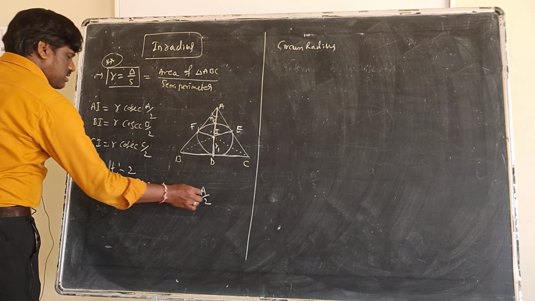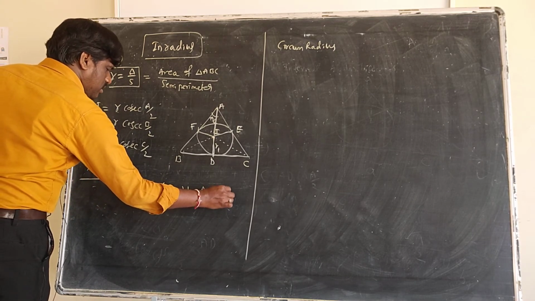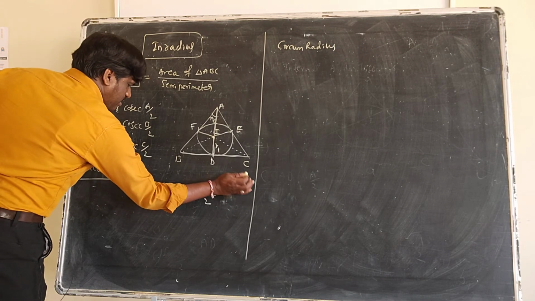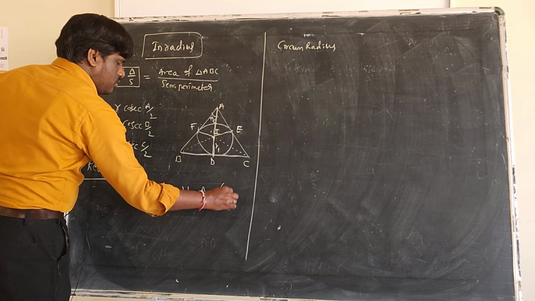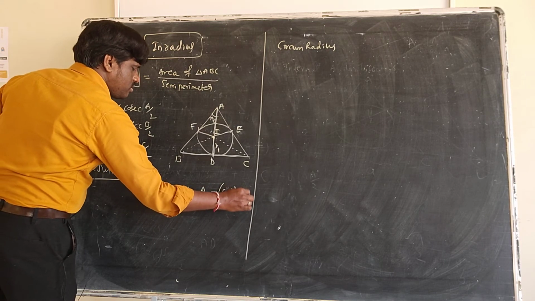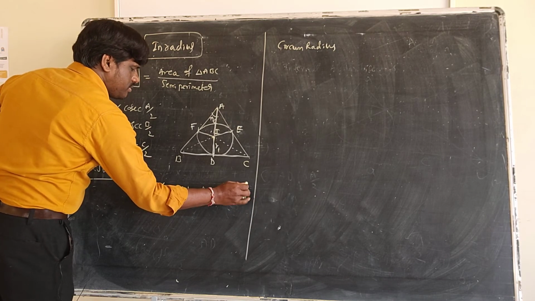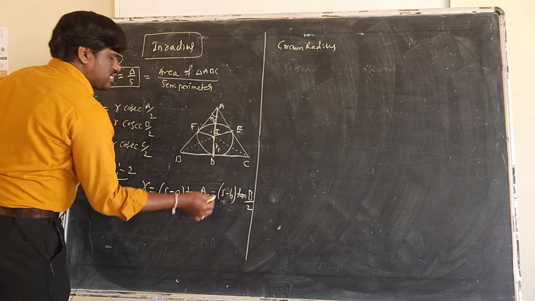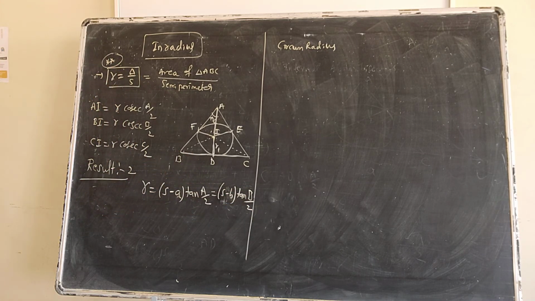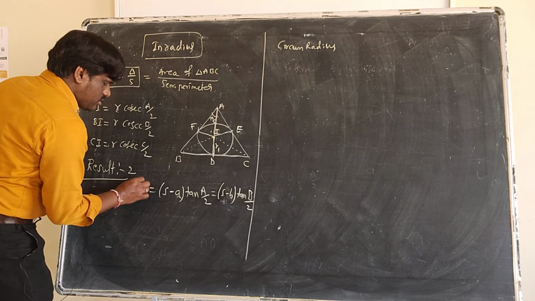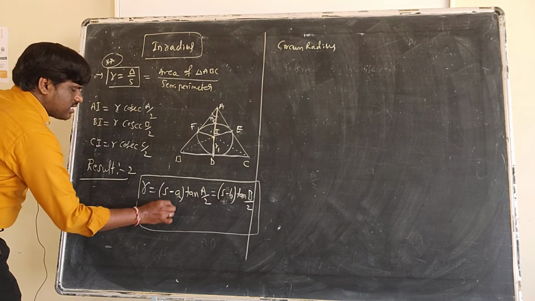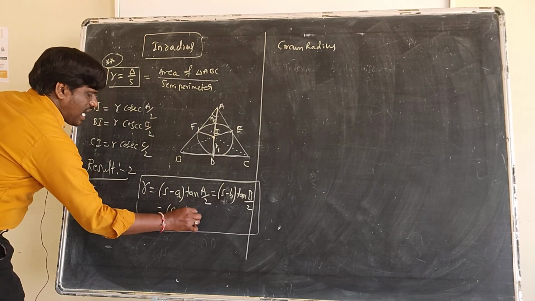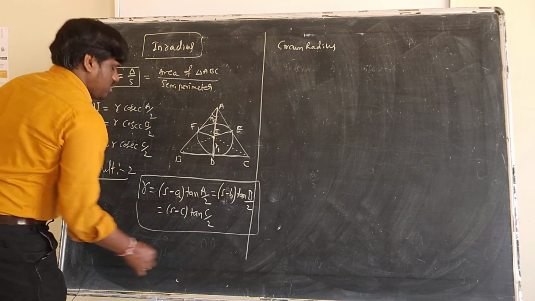Otherwise, S minus B into tan B by 2, I can use any formula, any of these. S minus A into tan A by 2, S minus B into tan B by 2, or S minus C into tan C by 2. I can use any of these. So this is the second formula for the in radius. Or you can use another formula, S minus C into tan C by 2.